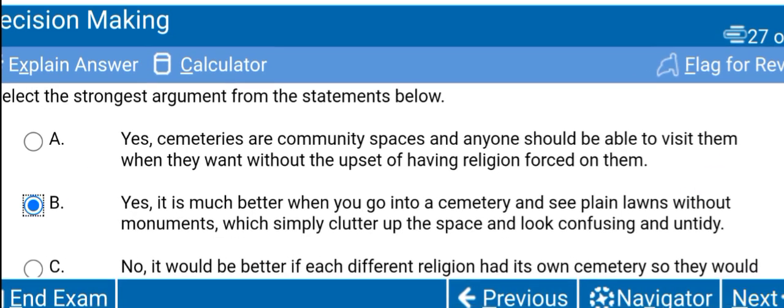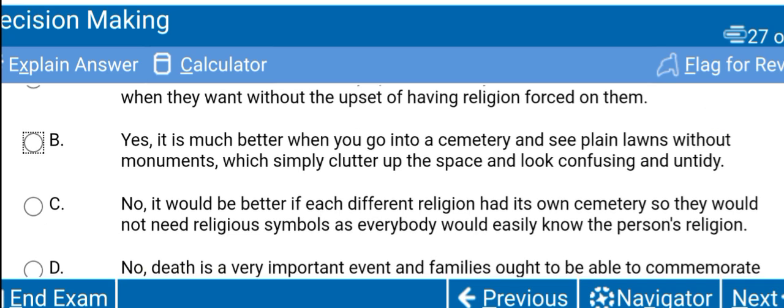Option A, yes, cemeteries are community spaces and anyone should be able to visit them when they want without the upset of having a religion forced on them. Option B, yes, it is much better when you go into a cemetery and see plain lawns without monuments, which simply clutter up the space and look confusing and untidy.